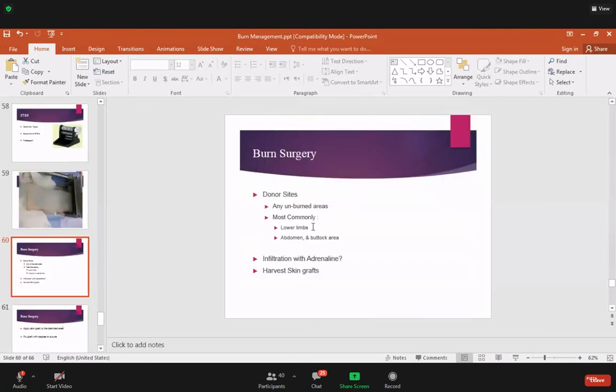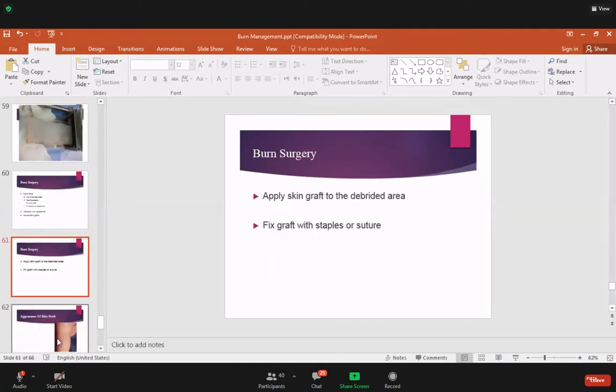Okay, so you can take it from the person's own skin, from any unburnt area. We can take it from the lower limbs, abdomen, or the buttock area, and it can be infiltrated with adrenaline. If you are using it on the face, better to take it from the scalp, because the color of the scalp and the skin of the face are the same. And you can fix it with staples or with sutures.